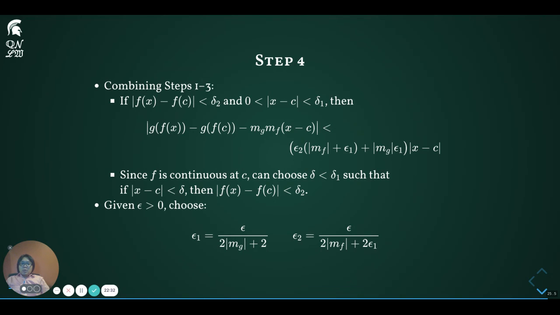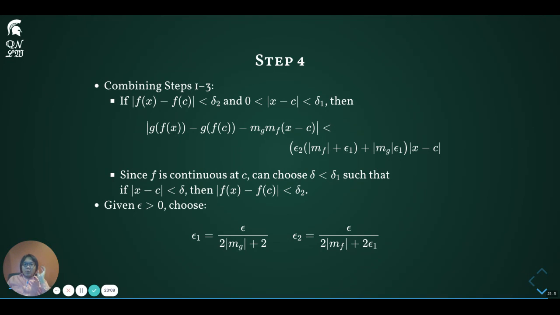Notice further that since we know f is continuous at c, since it is differentiable there, we can choose δ3 less than δ, we can choose δ less than δ1, such that if |x − c| is less than δ, then |f(x) − f(c)| is less than δ2. So the condition on |f(x) − f(c)| can be gotten rid of.